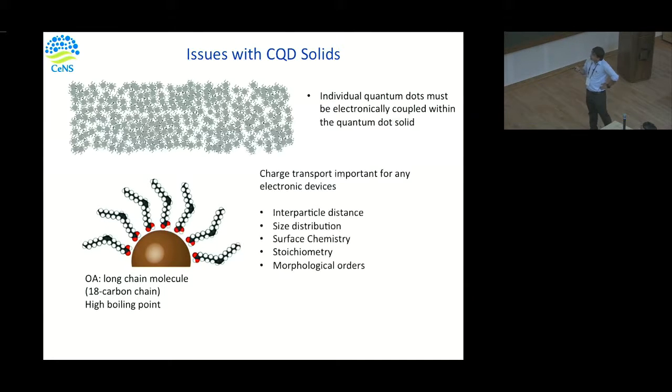And the charge transport of this colloidal quantum dot solid depends, first of all, on how far these quantum dots are separated, that means the length of these ligand molecules. It also depends on the size distribution of these quantum dots, the surface chemistry as well as stoichiometry, and the morphological order. In this case, I have shown these particles as spherical, but in several cases they have faceted structure. And if there is any morphological order, does that affect the charge transport of this colloidal quantum dot solid? That is what we will try to explore in this talk.